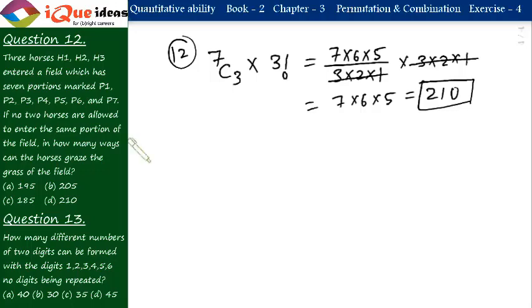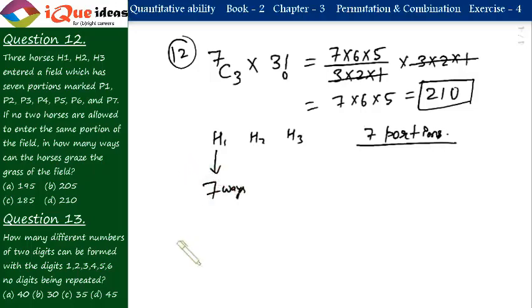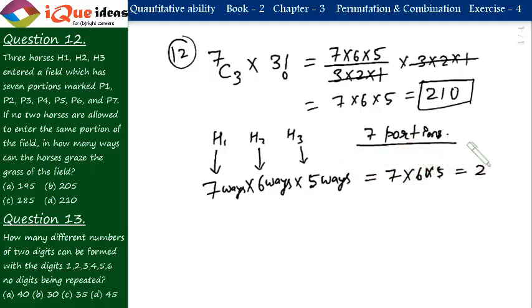Or the other way is like this. Let's say there are 3 horses H1, H2 and H3 and there are 7 portions. We don't need to specify the portions. Let's look at H1. H1 has 7 ways to select a portion, because all of them are available. Now H2, when H2 goes, one portion is already occupied by H1, so H2 will have 6 ways. Now when H3 goes, 2 portions have been occupied by H1 and H2, so H3 has only 5 ways. So the other method of doing this question is 7 into 6 into 5, which will give us the same answer, 210. So the thinking is slightly different.